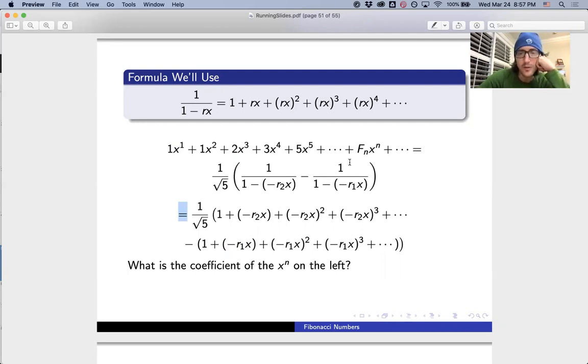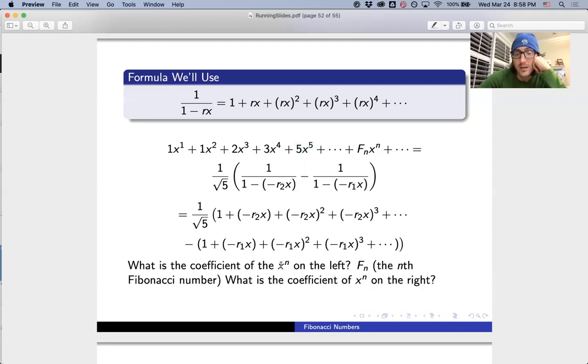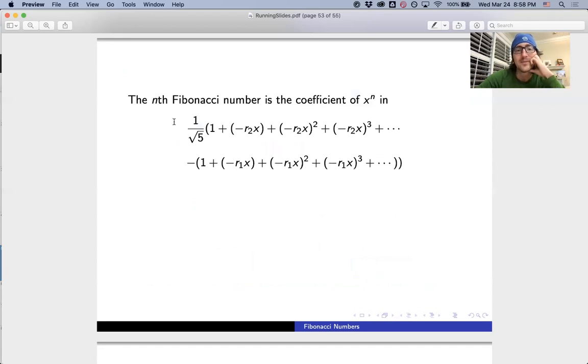If I ask what's the coefficient of x to the n on the left, well, the coefficient of x to the 4th is the 4th Fibonacci number. The coefficient of x to the 5th is the 5th Fibonacci number. The coefficient of x to the n is the nth Fibonacci number. And so now if I work out what's the coefficient of x to the n on the right, that's got to be the nth Fibonacci number. So let's do that. Based on what we've done, the nth Fibonacci number is going to be the coefficient of x to the n in this expression here.